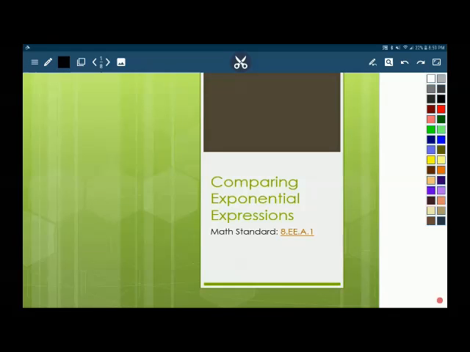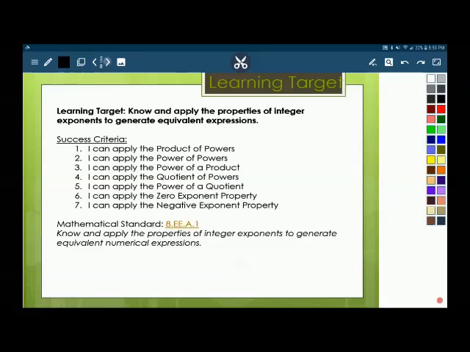Today we're going to be comparing exponential expressions. We're also going to be proving that exponential expressions are equivalent to each other using all of those wonderful 7 different rules that we learned in the previous couple days.